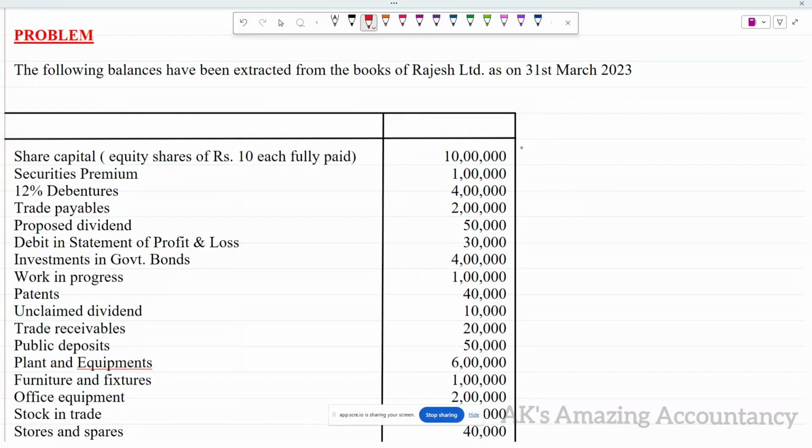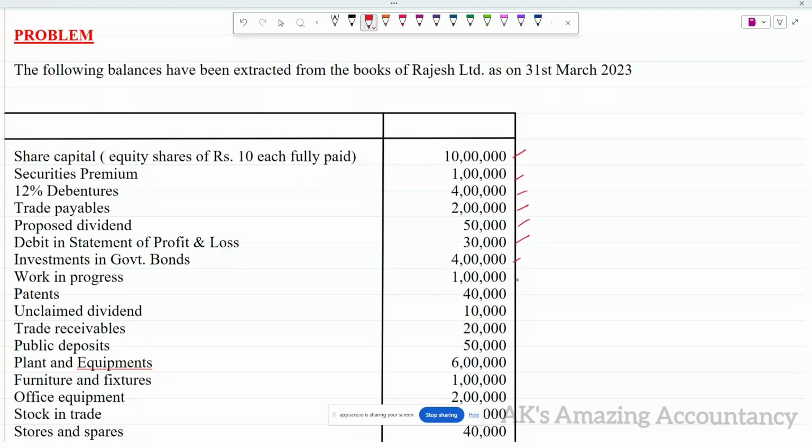First, I will read the problem. The following balances have been extracted from the books of Rajesh Limited as on 31st March 2023. Share capital, equity shares of rupees 10 each fully paid, 10 lakhs. Securities premium, 1 lakh. 12% debentures, 4 lakh. Trade payables, 2 lakh. Proposed dividend, 50,000. Debit in statement of profit and loss, 30,000. Investment in government bonds, 4 lakh.